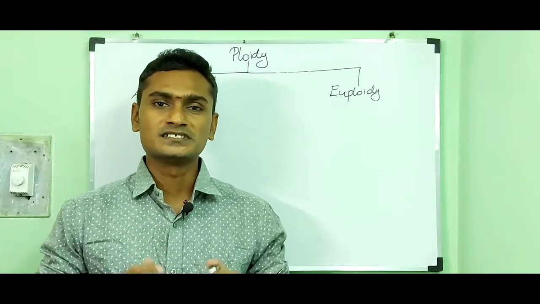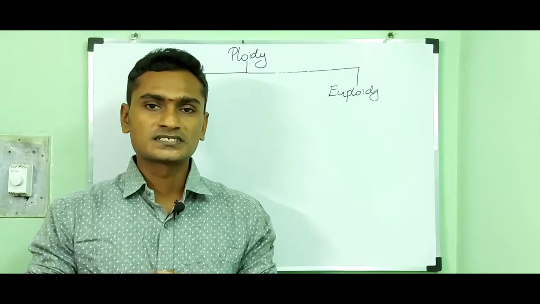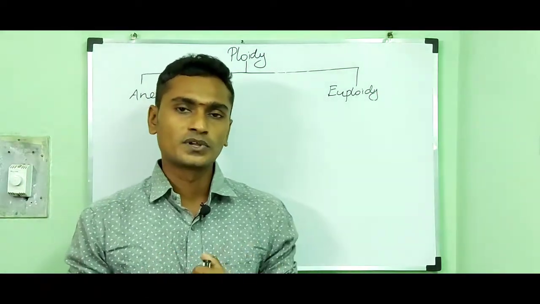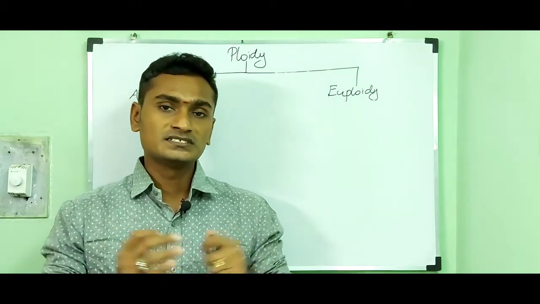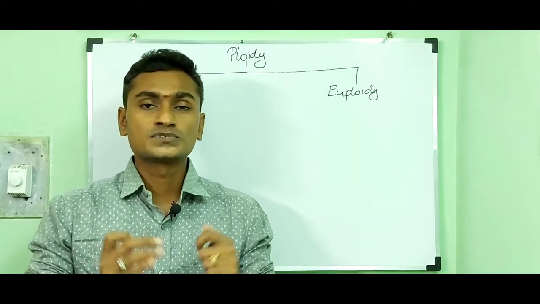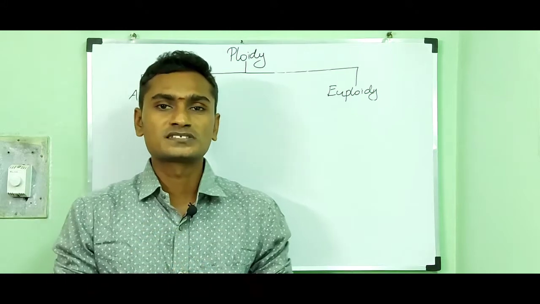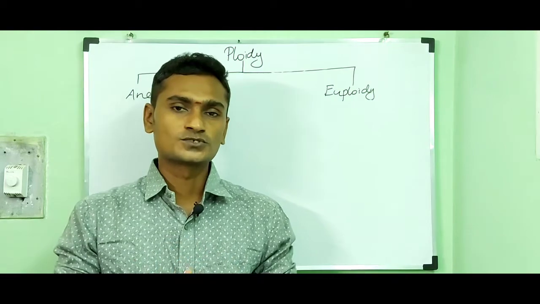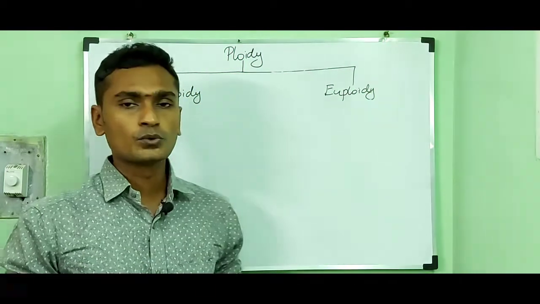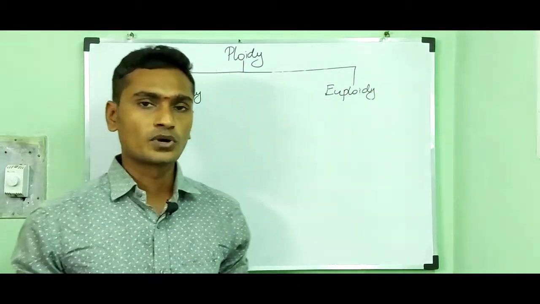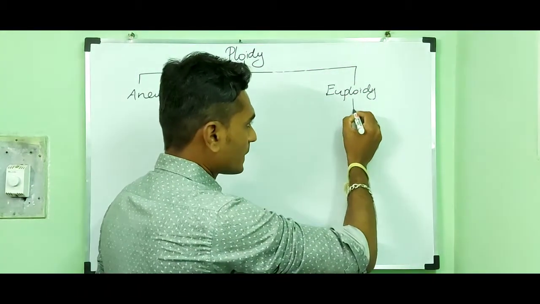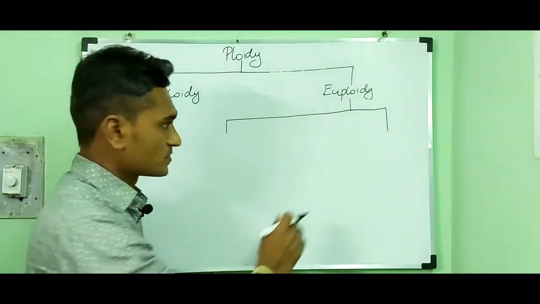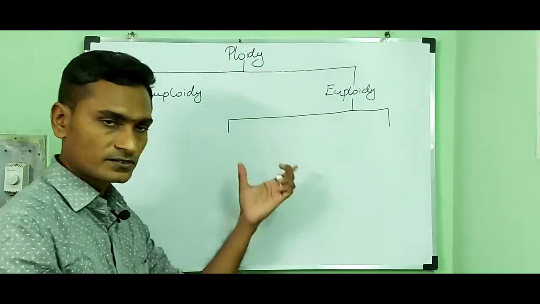I am Mandari Kumar Rajesh. In this video, we are going to discuss another type of ploidy called euploidy. Euploidy is a condition in which the organism possesses one or more basic sets of chromosomes, and that condition is called euploidy. Euploidy can be classified into the following types.